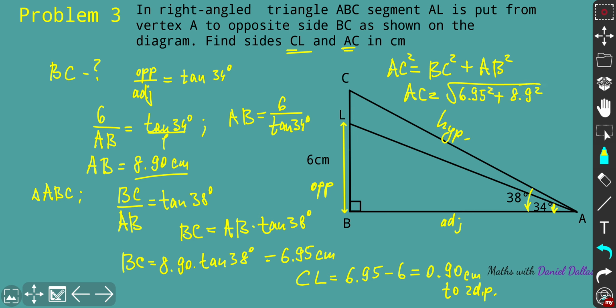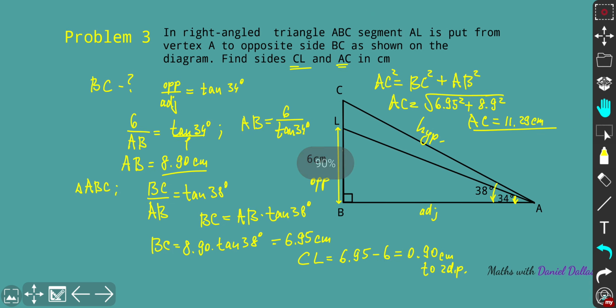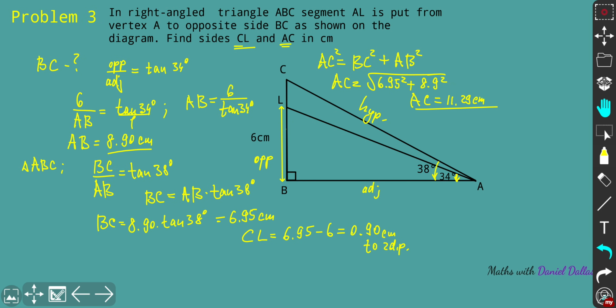But I don't recommend using Pythagoras. Instead, let's just simply calculate that. Square root of 6.95 squared plus 8.90 squared, approximately, because this is a rounded figure. What I've got is 11.29 centimeters. But I don't recommend doing that. I would better recommend to still use trig ratios because they work pretty fast.